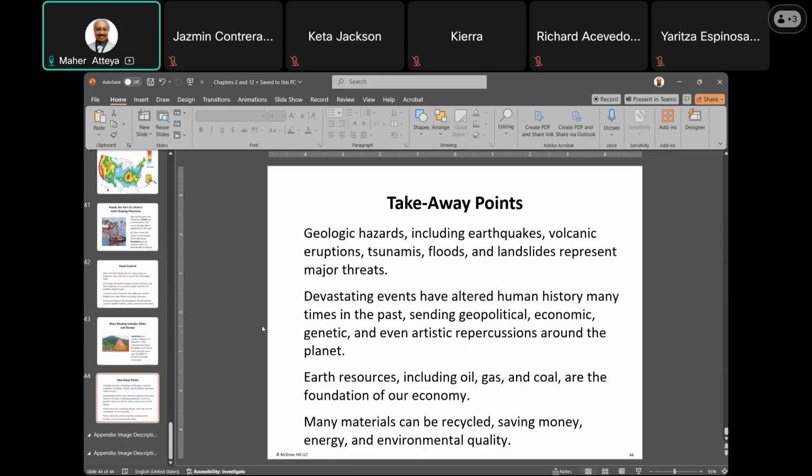Geologic hazards, including earthquakes, volcanic eruptions, tsunamis, floods, and landslides, present major threats. Devastating events have altered human history many times in the past, sending geopolitical, economic, genetic, and even artistic repercussions around the planet. Earth resources, including oil, gas, and coal, are the foundation of our economy. Many materials can be recycled, saving money, energy, and environmental quality.